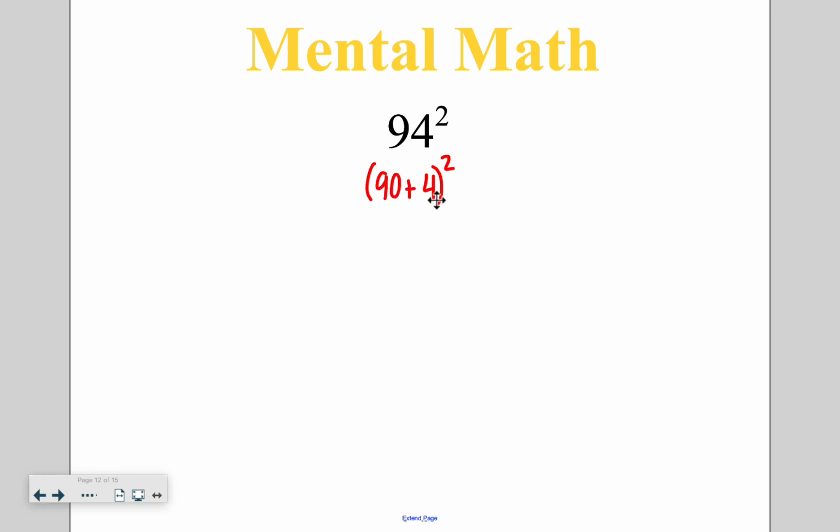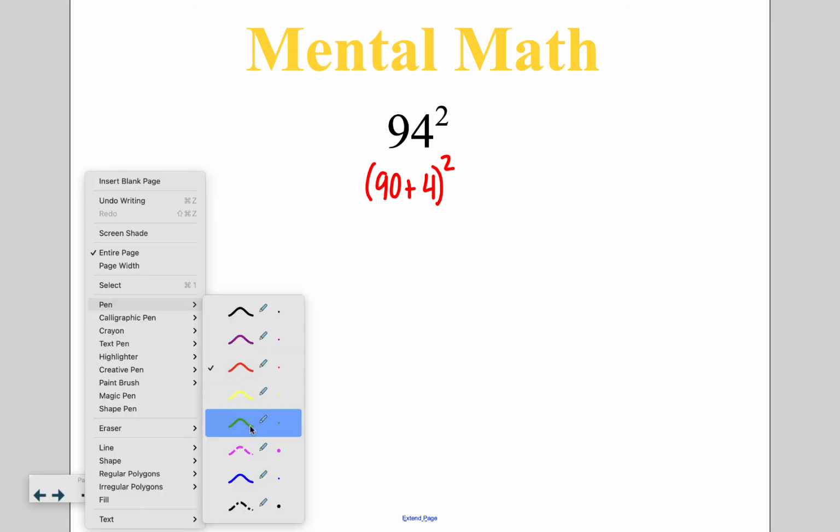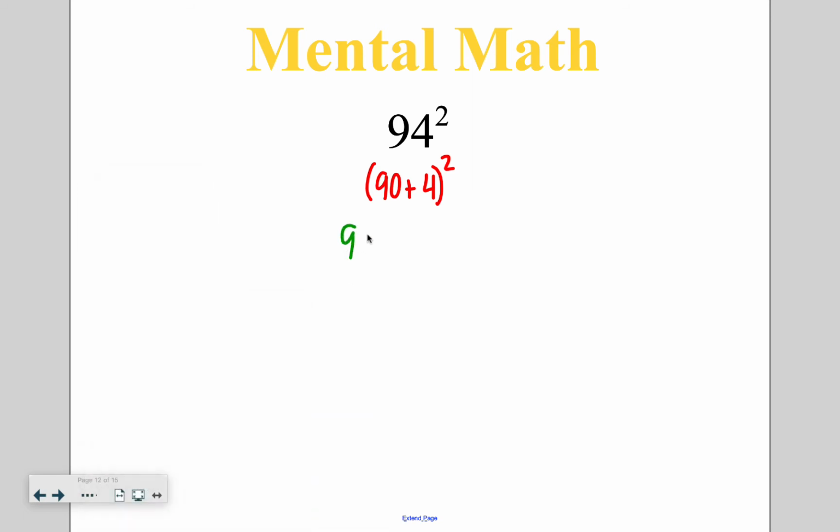So I can follow my sum of square rule because we're doing addition, and I'm going to start by doing the first term, so 90 to the second power. We can take 9 to the second power, which is 81, and then because it's 0 to the second power, we're going to double that. It's 90 times 90, so we have those two zeros that are going to be tacked onto our final answer.